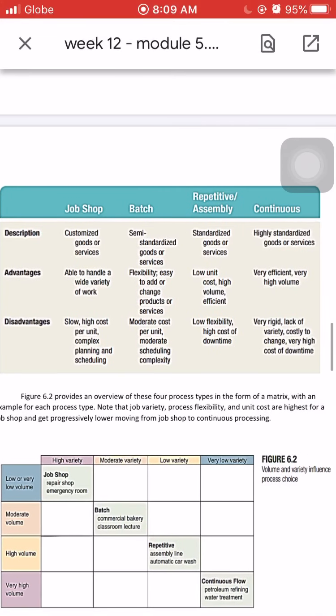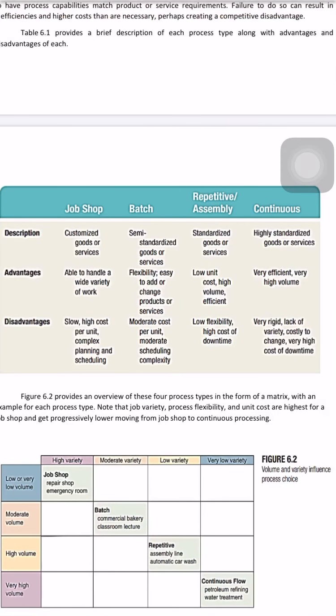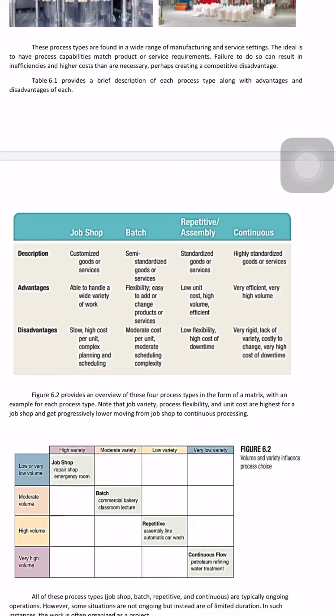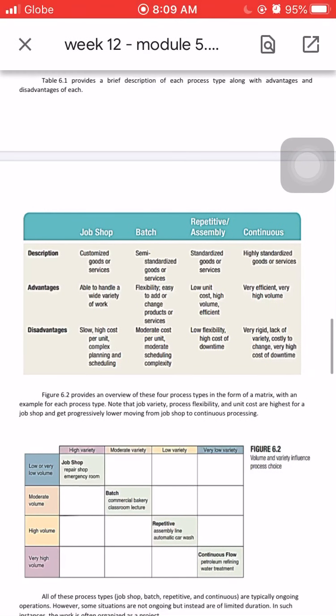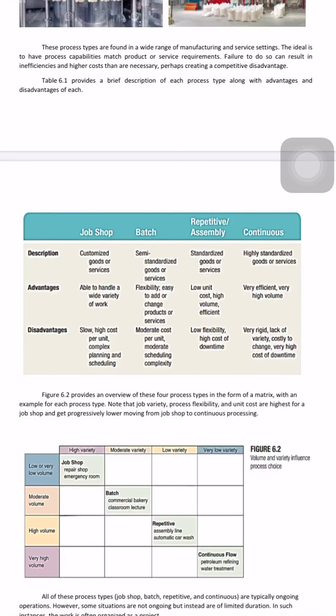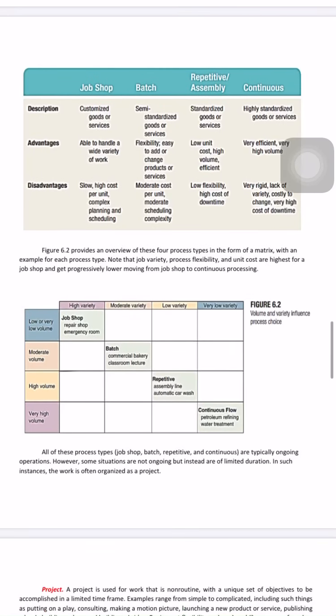Then, continuous, highly standardized goods or services. Very efficient, very high volume, very rigid, lack of variety. Hindi pwedeng baguhin. Okay. Costly to change, very high cost of downtime. Okay. So, yan yung advantages and disadvantages ng different types of process selection.